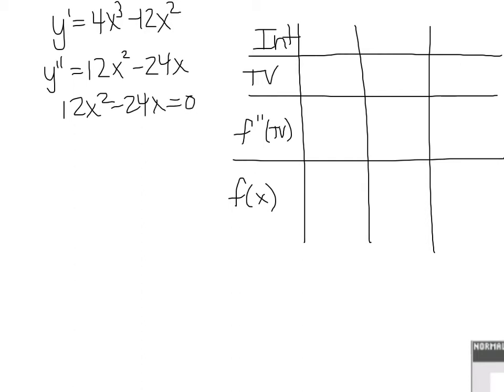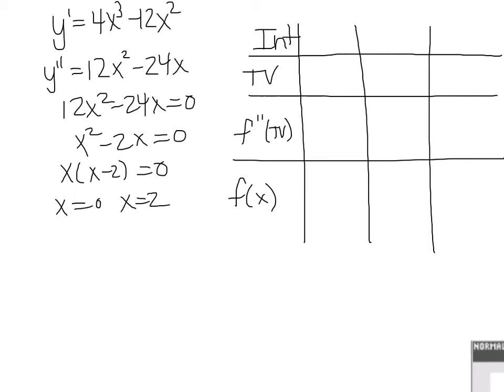I'm going to divide through by 12, just to make it a little easier to deal with the numbers. And that yields x times x minus 2, or x equaling 0, or x equaling 2.